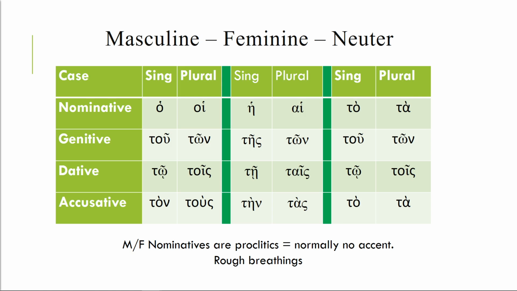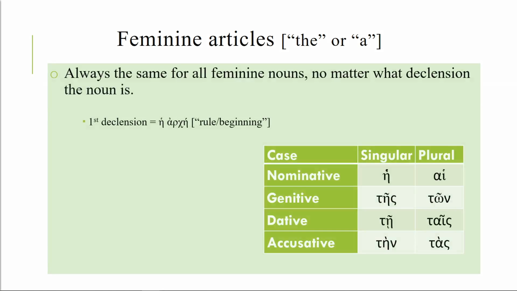Now, the feminine article is always the same for all feminine nouns, no matter what declension the noun is. There are three patterns of noun declensions, as they're called. Likewise, if it's a masculine, it has a masculine article no matter what declension the masculine noun is. But let's look at this example of a feminine.